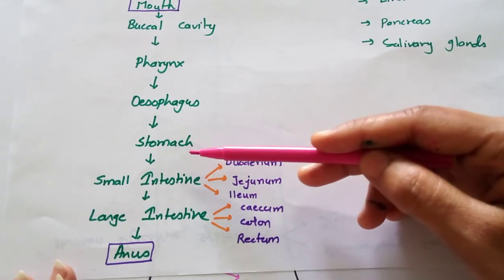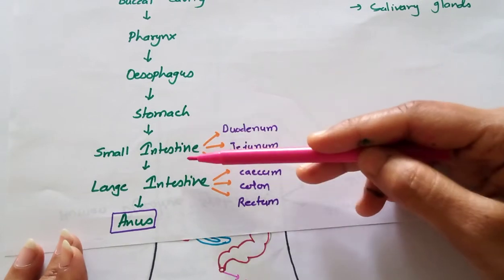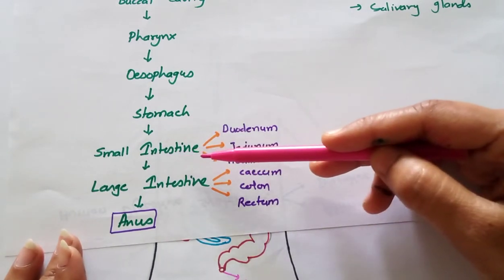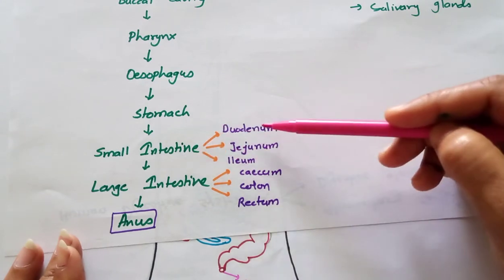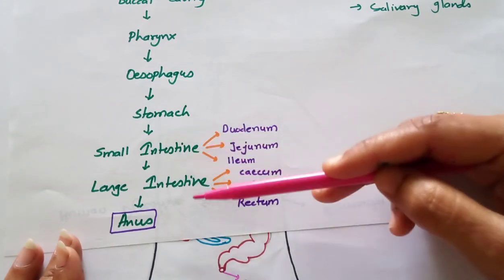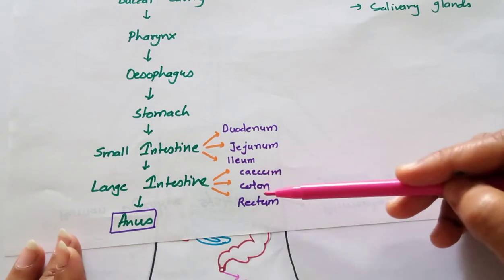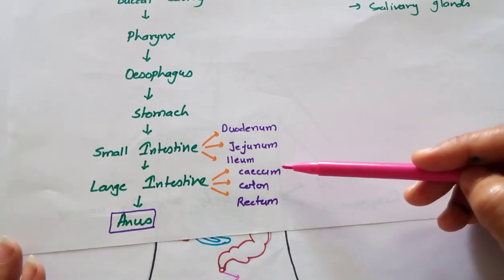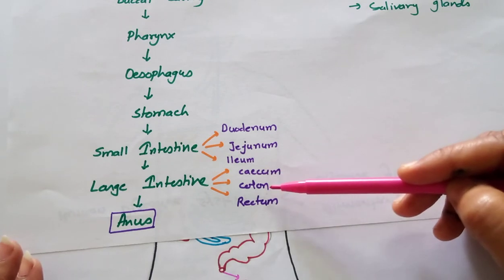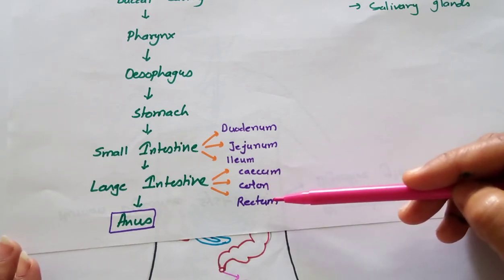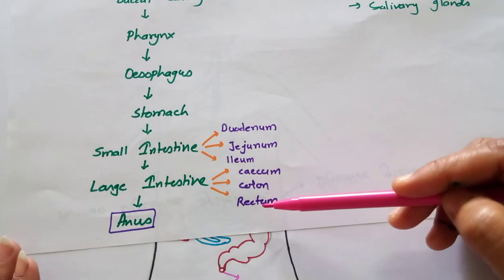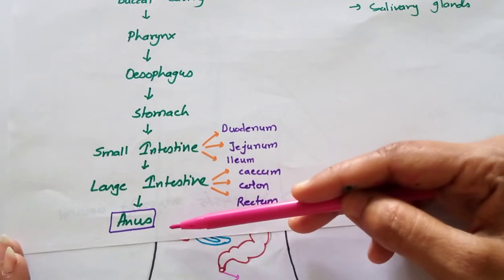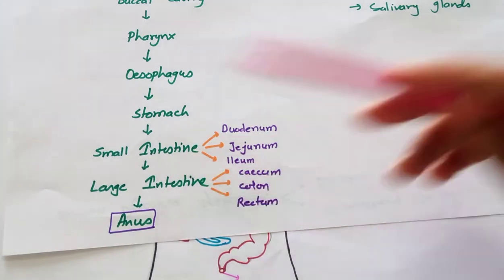The stomach is a pouch-like structure, and the stomach enters the small intestine. The small intestine is a coiled structure. It has three parts: duodenum, jejunum and ileum. Then it enters the large intestine. It also has three parts: cecum. In the cecum there is a worm-form appendix also present. Then it enters the colon, and then the rectum, and then the rectum opens to the anus. This is your exit point, meaning fecal material leaves the body from the anus.